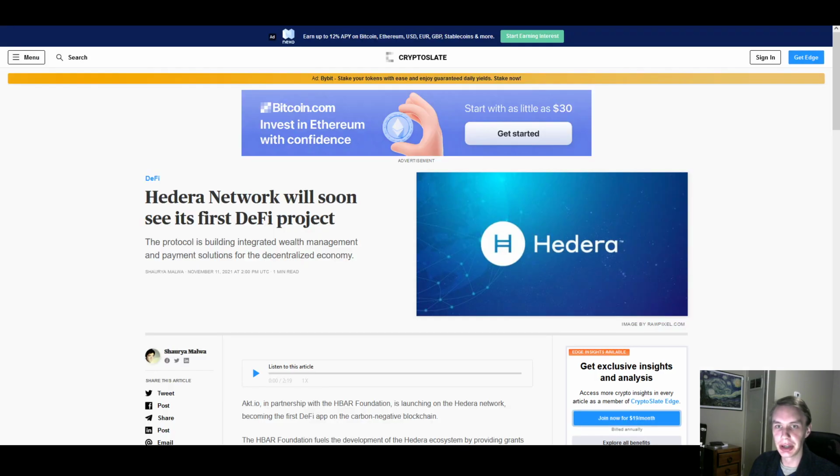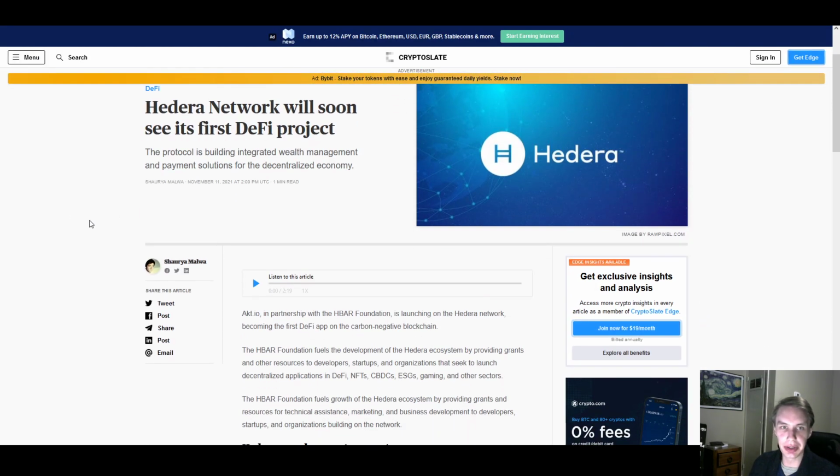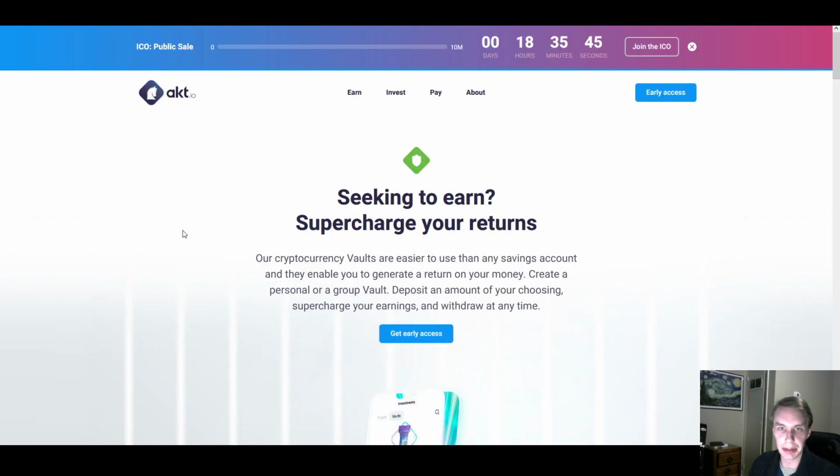And then, of course, more recently, we actually do have the first DeFi project being launched on HBAR, or on Hedera Hashgraph, soon. It's coming soon, and that project is act.io. And so here's the page. They're actually launching an ICO fairly soon, within the next day as I record this, so this will likely go live soon.